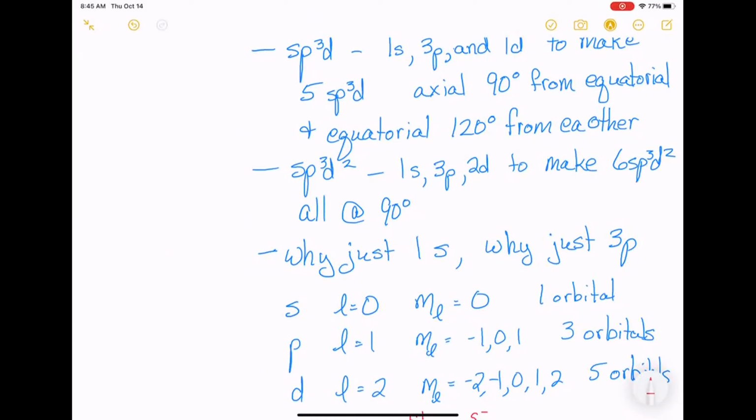So the reason why we only have one s, the reason why we only have 3 p, is due to the fact that that is the maximum number of atomic orbitals in that particular subshell.